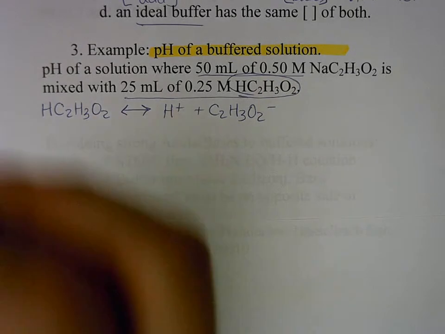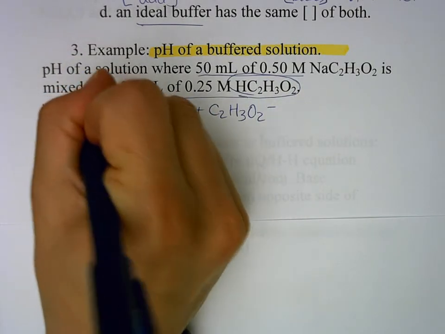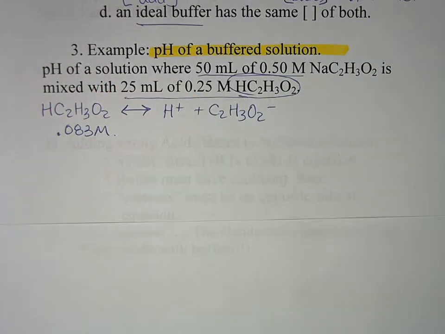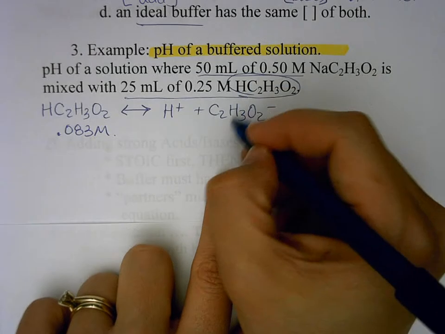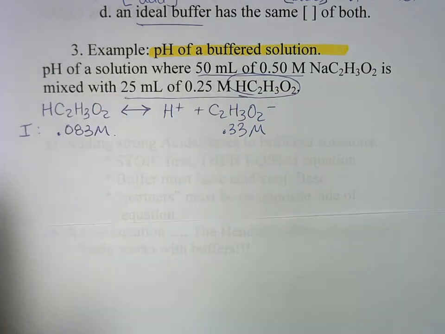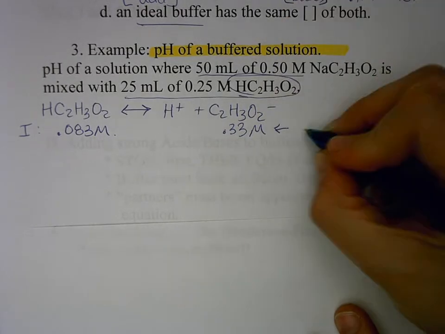Now let's see. The initial concentration of acetic acid is 0.083 molar, and the initial concentration of the acetate ion is 0.33 molar. Where did I get those numbers from? I don't see those numbers anywhere in the question. So I had to do something, and you would have to do something. But we've done it before. Where did I get them? M1V1 = M2V2. Okay, I'm combining two solutions.